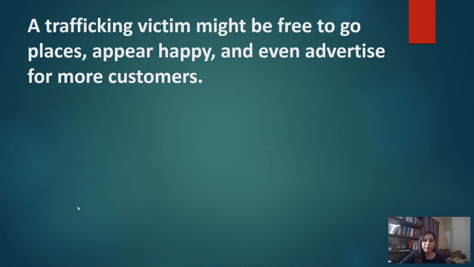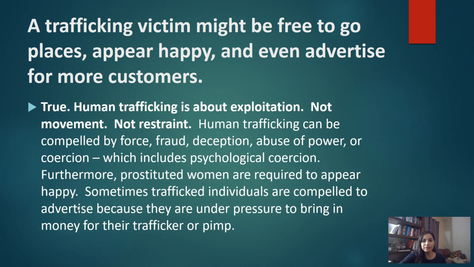A trafficking victim might be free to go places, appear happy, and even advertise for more customers. True or false? That is true. Again, human trafficking is about exploitation, not movement, not restraint. Human trafficking can be compelled by force, fraud, deception, abuse of power, or coercion, which includes psychological coercion. Furthermore, prostituted women are required to appear happy. Sometimes trafficked individuals are compelled to advertise because they are under pressure to bring in money for their trafficker or pimp.